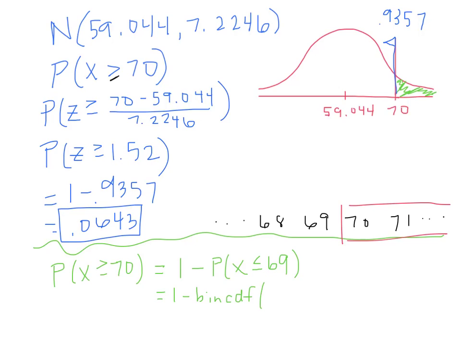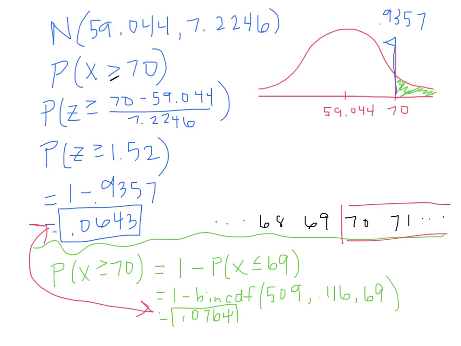We're talking about 509 games. Probability of hitting a home run is 0.116, and we want to go up to and include 69. If you type that in your calculator, you're going to get 0.0764. And you can see that these two probabilities are close to one another. It's called the normal approximation for a reason. This one's actually a little bit more accurate, the one with the CDF function, but the normal rules do apply, and I need you to be aware of that.